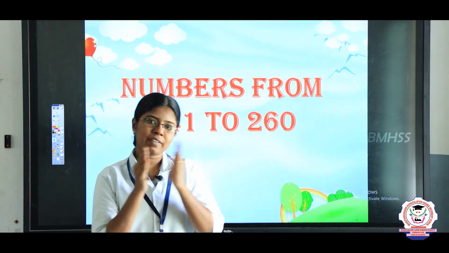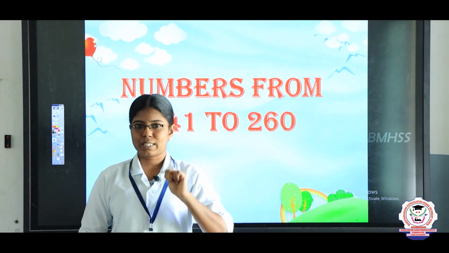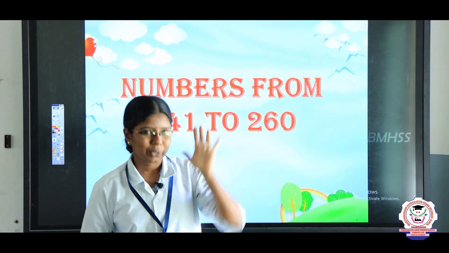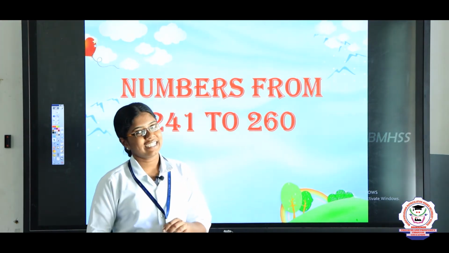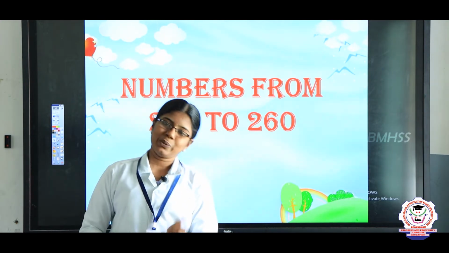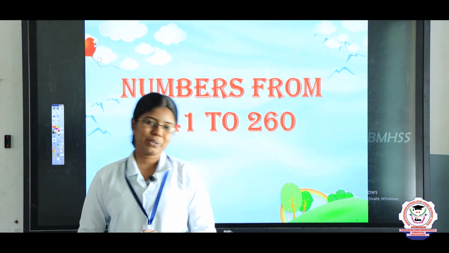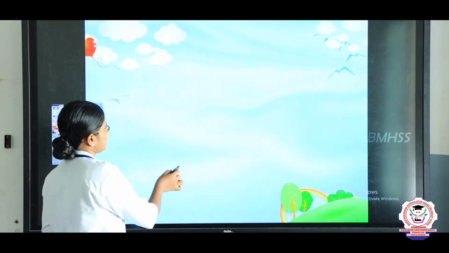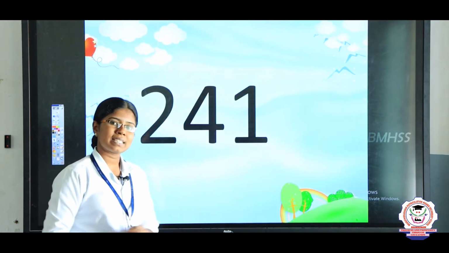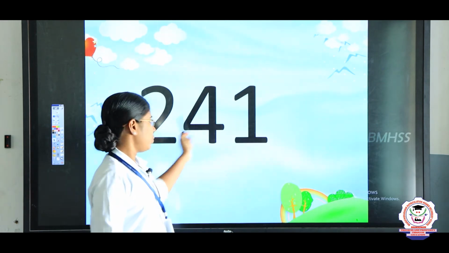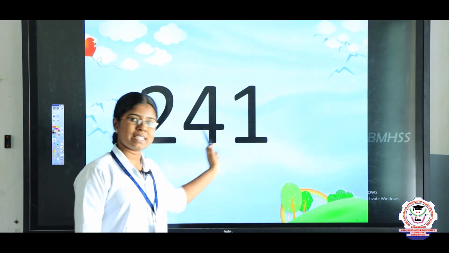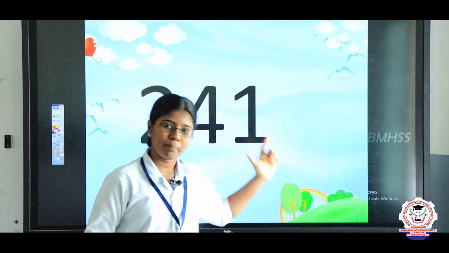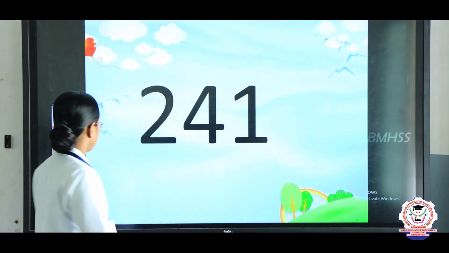We are going to divide these numbers into two series, okay? The first series is 241 to 250. The other series of numbers is 251 to 260. Let's listen. First see here children, what number is this? 241. Now we are going to write the place value of the number, okay?